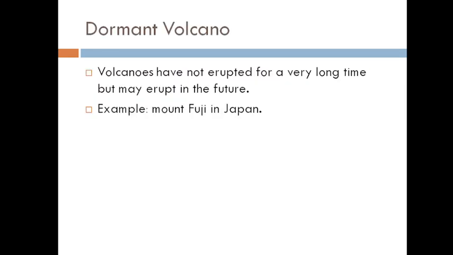Next, let's see what a dormant volcano is. Dormant volcanoes have not erupted for a very long time but may erupt in the future. They have been very quiet, but there is a possibility of them erupting in the future. They have the magma present in them and there is much of a possibility of erupting again. For example, Mount Fuji in Japan.